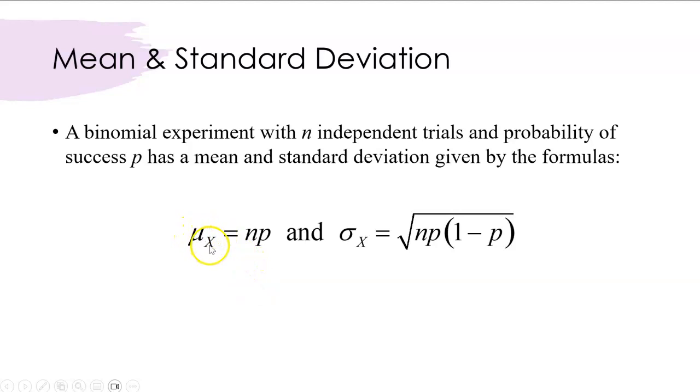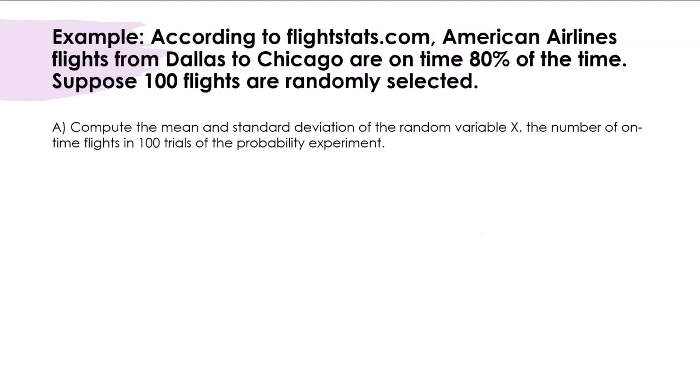So the mean of a binomial random variable is found by taking N, the number of trials, times P, the probability of success. And the standard deviation of X, a binomial random variable, is found by taking the square root of N times the probability of success times the probability of failure, okay? So two pretty simple formulas. Those will get you the mean and the standard deviation of a binomial probability.